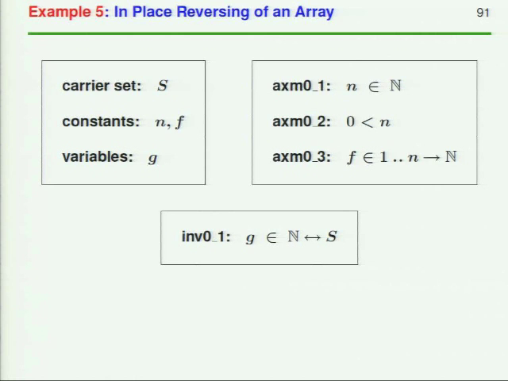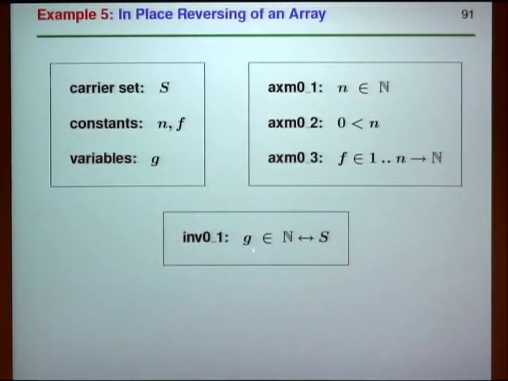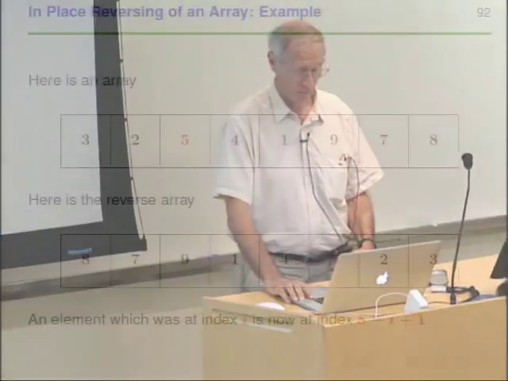Okay, so let me now go to another example, and this is the last example with array, and after that we'll go to an example with pointer. In-place reversing of an array. So we have a carrier set S, we have two constants as usual, we have an array here, and we want to build another array such that the other array is just equal to the same in the other reverse order.